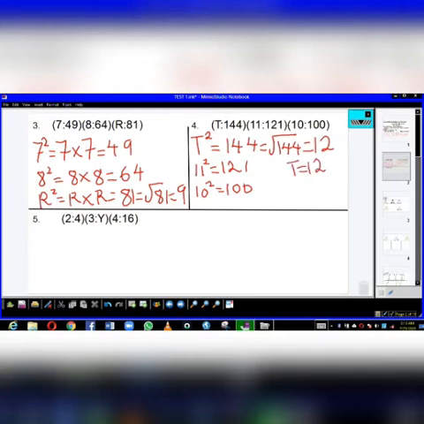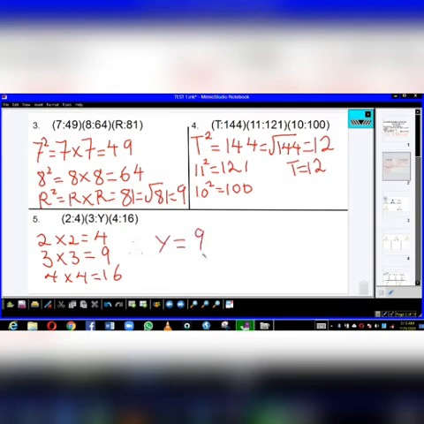Now in number 5, we are to multiply the first numbers by itself. That is 2 times 2 will give you 4. 3 times 3 will give you 9. 4 times 4 is equals to 16. So therefore the value of y is equals to 9.